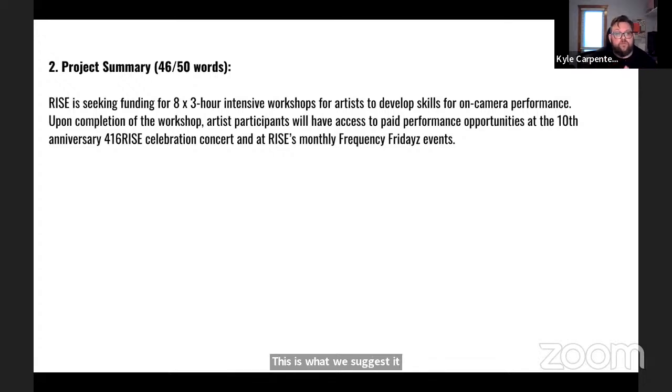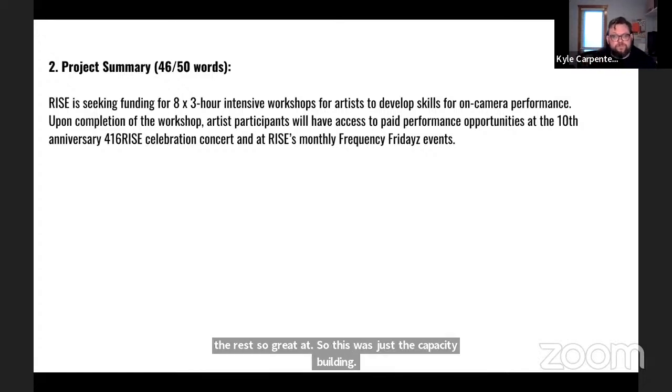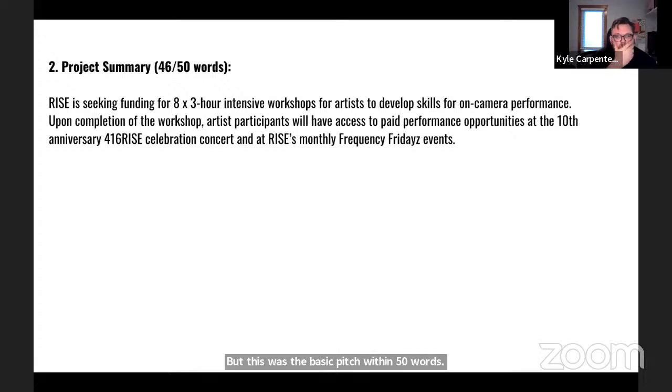We're looking for funding for 8 3-hour intensive workshops for artists to develop skills for on-camera performance. This was in response to the need to do more virtual performance rather than the live stuff that R.I.S.E is so great at. So this was just a capacity building ask. But this was the basic pitch within 50 words. Next slide, please.